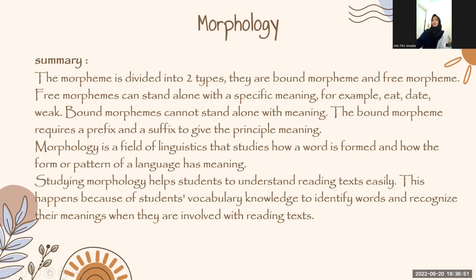And this is the end of the video. I would like to summarize the material that I presented. The summary is that morphemes are divided into two types: bound morphemes and free morphemes. Free morphemes can stand alone with a specific meaning, for example eat, date, week. And bound morphemes cannot stand alone with meaning. Bound morphemes require a prefix or suffix to give the principal meanings. And morphology is a field of linguistics that studies how words are formed and how the form or pattern of a language has meaning.